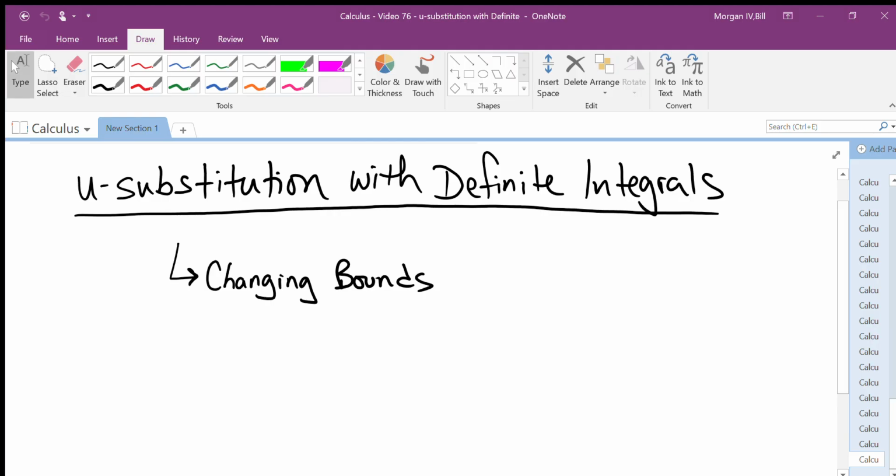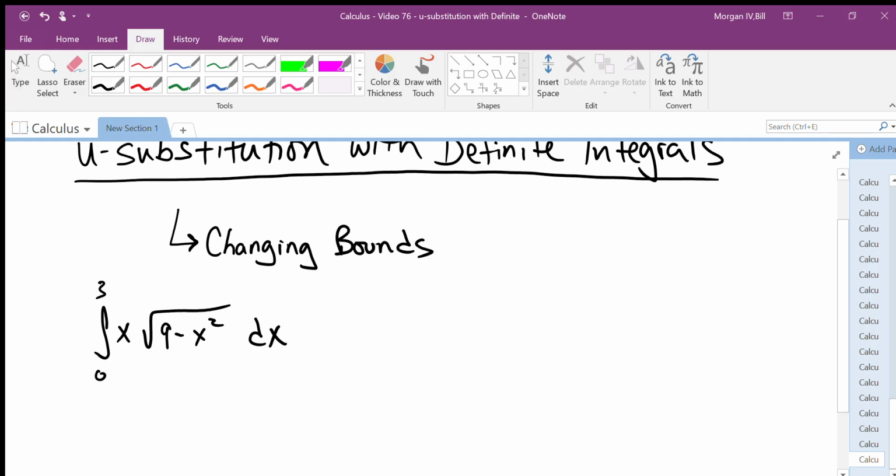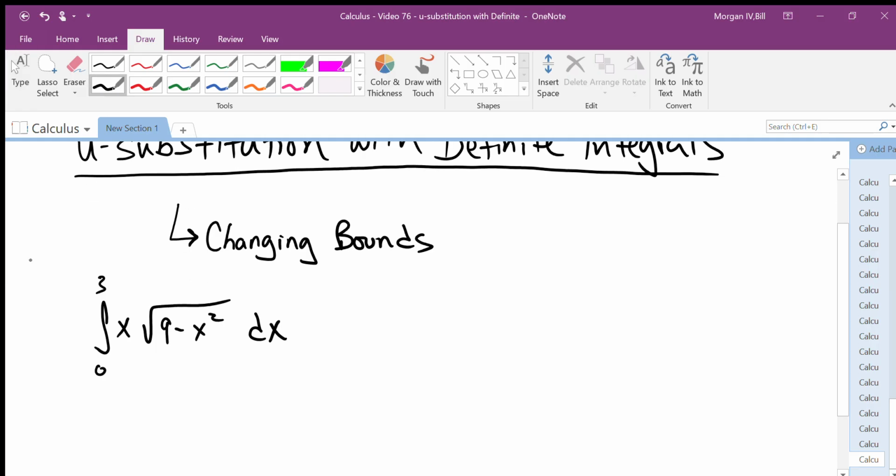Let's look at the integral from 0 to 3 of x square root 9 minus x squared dx. And let's go ahead and draw a picture of this first example here. So example 1. Okay, this is the function x times square root 9 minus x squared, and it looks something like this. The square root of 9 minus x squared, that'd be a semicircle, right? Without the x in front, that'd be a semicircle.